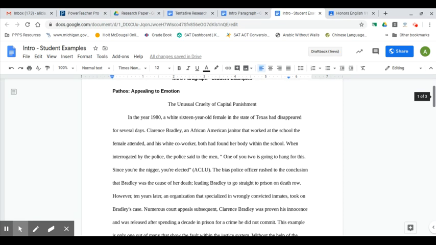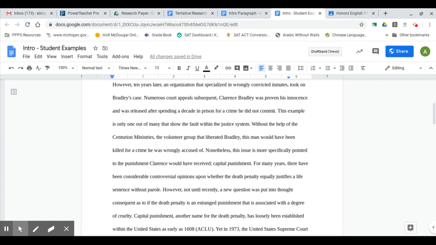However, 10 years later, an organization that specialized in wrongly convicted inmates took on Bradley's case. Numerous court appeals subsequent, Clarence Bradley was proven innocent and was released after spending a decade in prison for the crime he did not commit. This example is only one out of many that show the fault within the justice system. Without the help of Centurion Ministries, the volunteer group that liberated Bradley, this man would have been killed for the crime he was wrongly accused of.